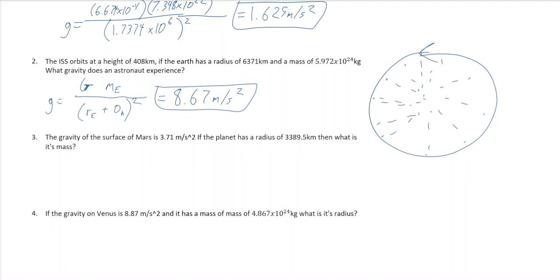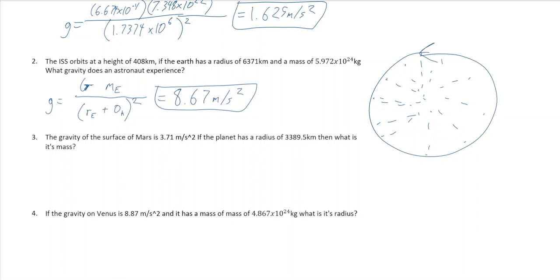And that is actually what's happening. We'll talk more about that in the next video, but it's a really cool piece of information. They are getting gravity. It's just that they're falling towards the Earth at 8.67 meters per second squared at all times. It's beautiful. Okay, let's keep going.